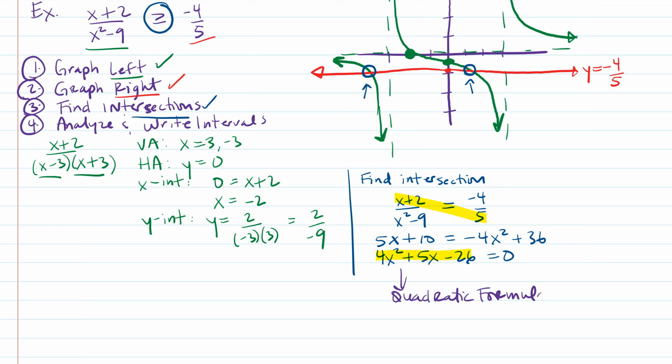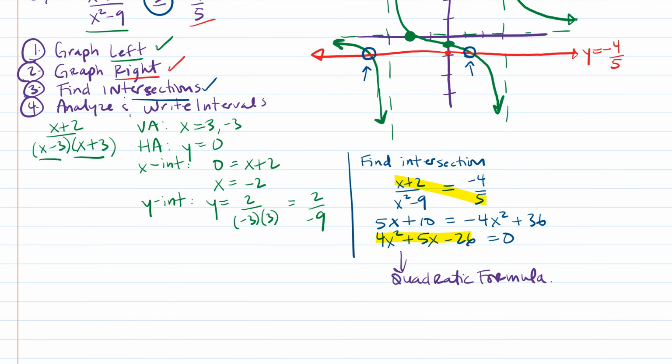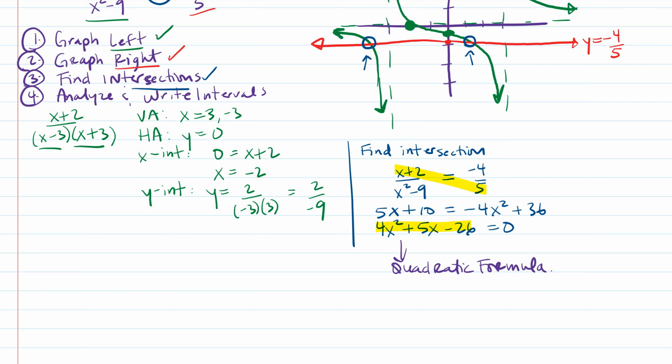This would be a good time to pause the video and go ahead and work out the quadratic formula and then hit play and see if you've done it correctly. If you've done it correctly, you end up with negative 5 plus or minus 21 over 8, and this gives you 2 and negative 13/4. So those are your intersecting points here.